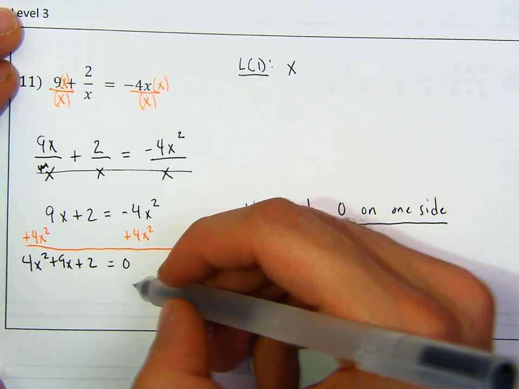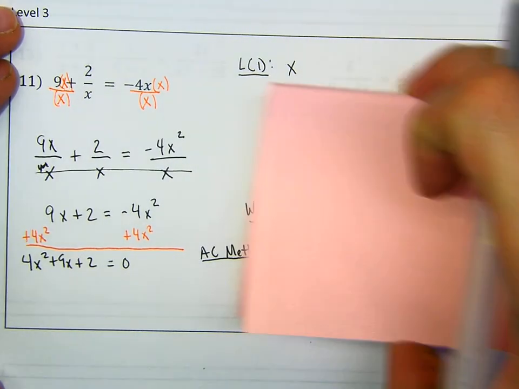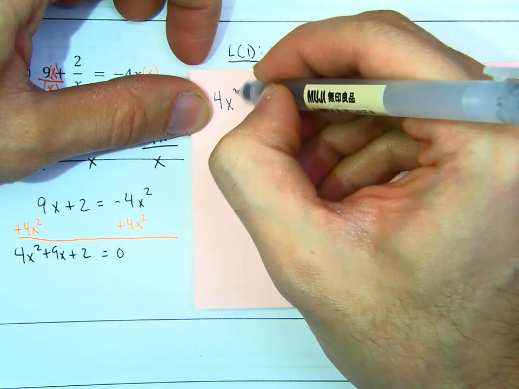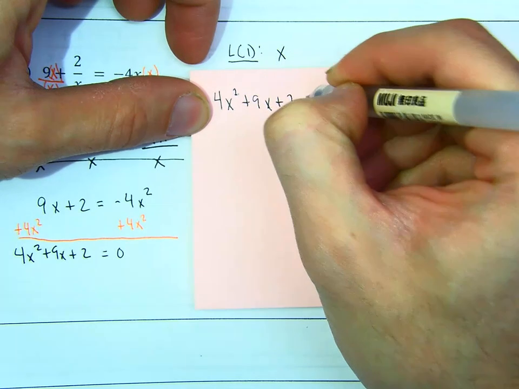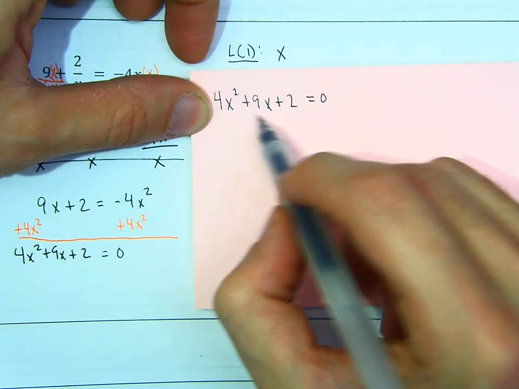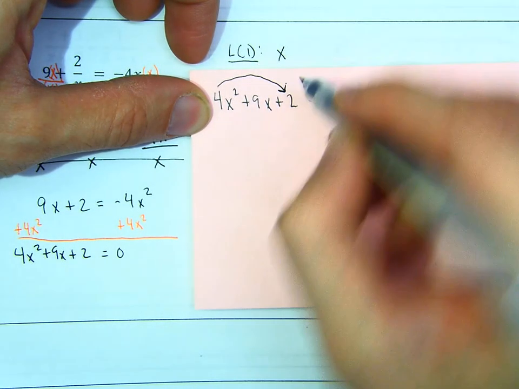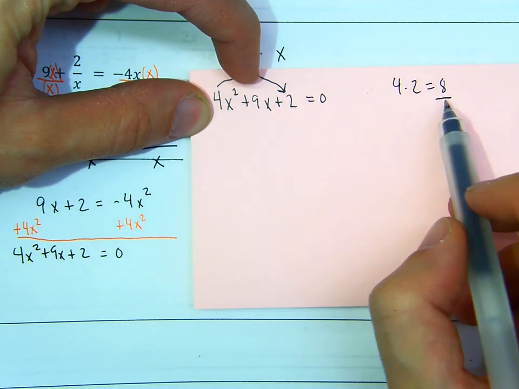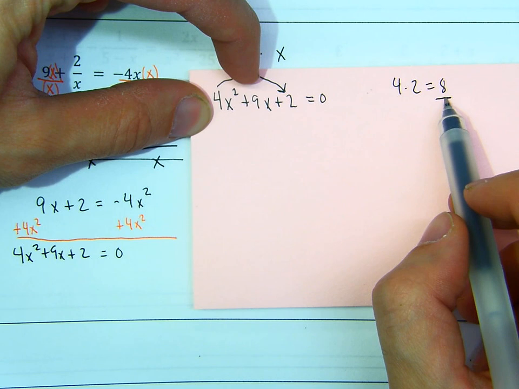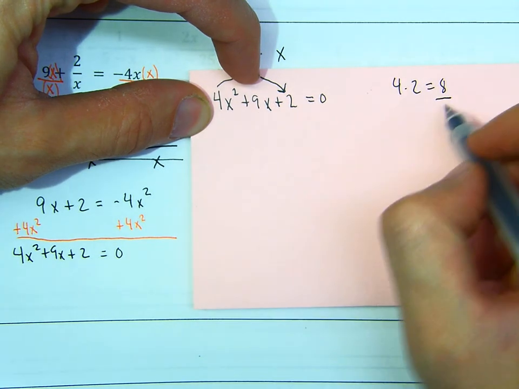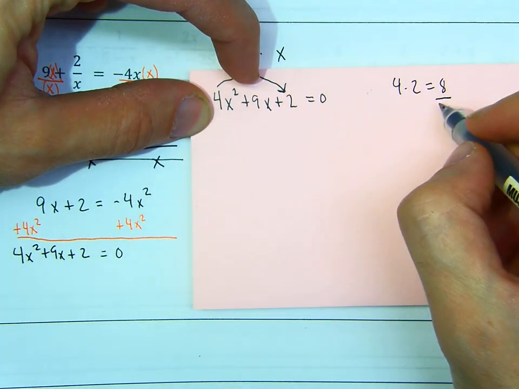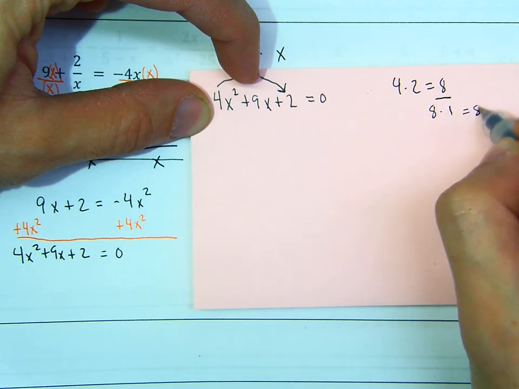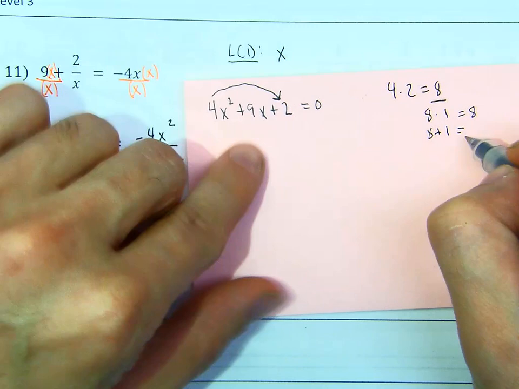So here, I'll just put this up here. Actually, I'll do it right over here. If I have 4x squared plus 9x plus 2 equals 0, what's the first move in the AC method? A times C, right? 4 times 2 is 8. And then you ask yourself, what two numbers when you multiply give you 8, but when you add give you 9? You could pause the video and think about it. But it's 8 and 1, because 8 times 1 is 8, and 8 plus 1 is this 9.